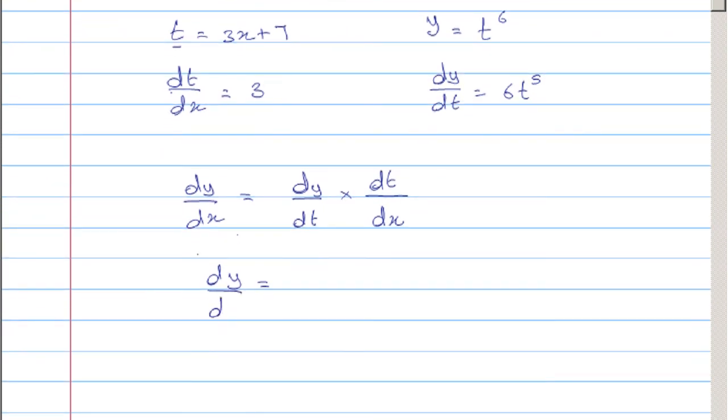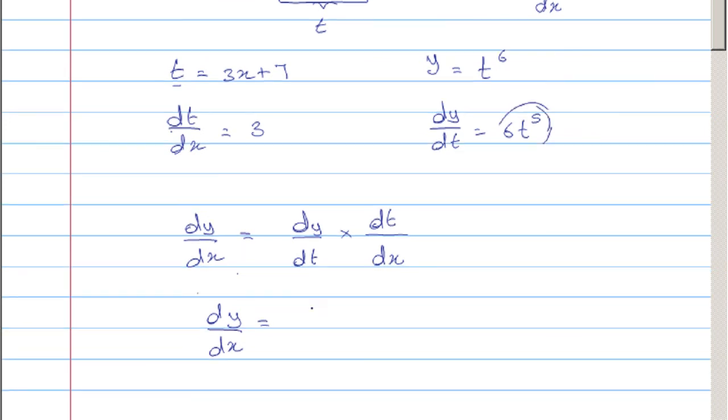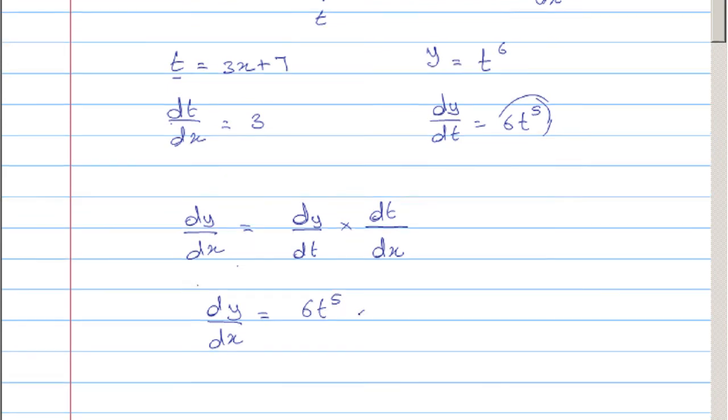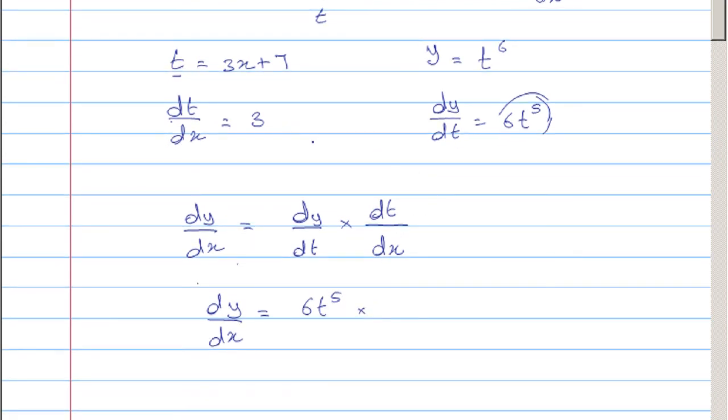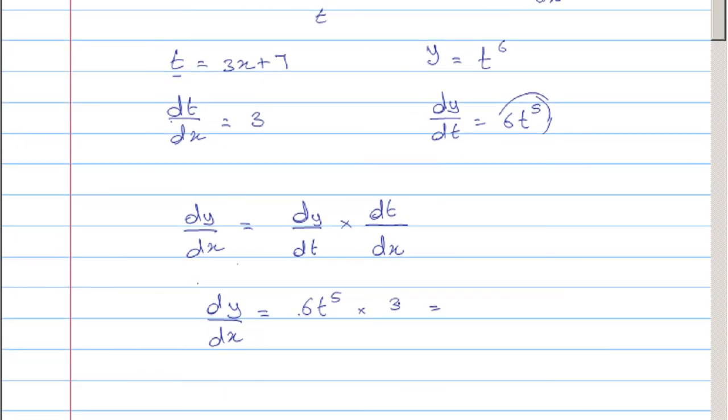So what is dy over dx equal to? I have dy over dt is equal to 6t to the power 5, times dt over dx. dt over dx is equal to 3, so that's times 3. So 6 times 3 is 18, giving 18t to the power 5.